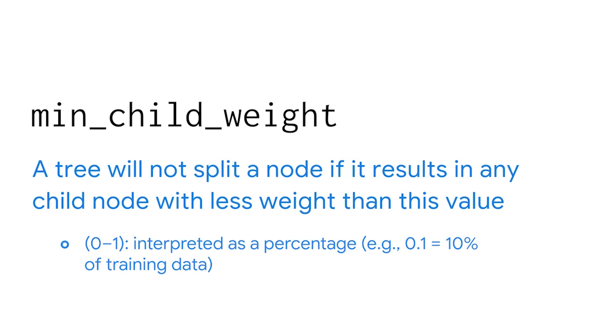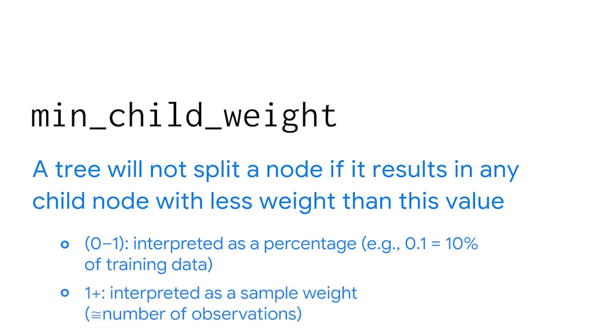If set between 0 and 1, the algorithm interprets this as a percentage of your data. So 0.1 would mean that a node could not split unless its children each have greater than or equal to 10% of the training observations. Generally, think of values greater than 1 as being equivalent to the number of observations in a child node. So a value of 10 would mean no child node could contain fewer than 10 observations.